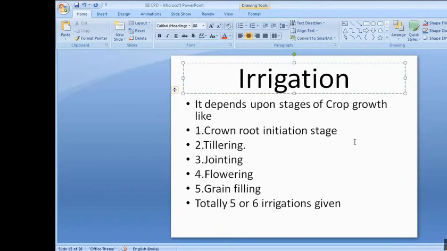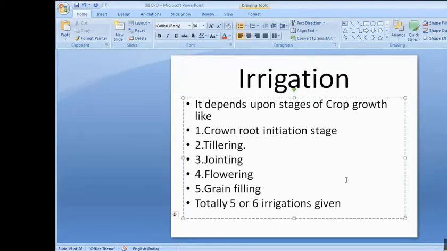One is crown root initiation stage, means when we sow the seed and the plant grows, then there will be root initiation and aerial roots are formed. Those are called crown roots. Roots in the soil are different, roots in the air are different. Second is tillering stage, means from one place two or three plants are grown. And jointing stage means joints are formed. Then flowering stage, flowers are formed, and grain filling stage.